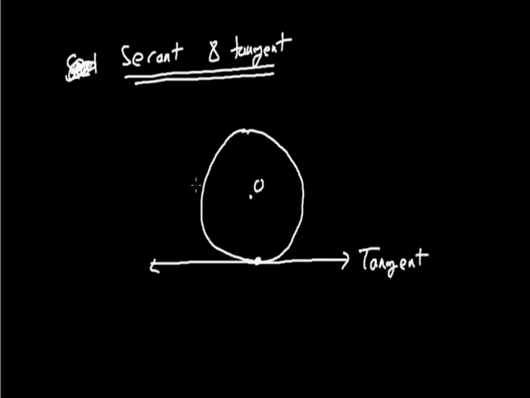Now when a line intersects the circle at 2 points, this line is called the secant. When a line passes through the circle at one point, it is called the tangent to the circle, and when a line passes through the circle at 2 points, the line is said to be a secant.